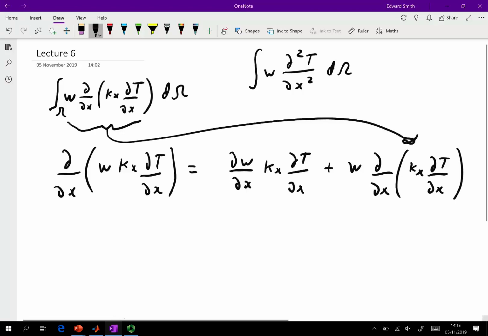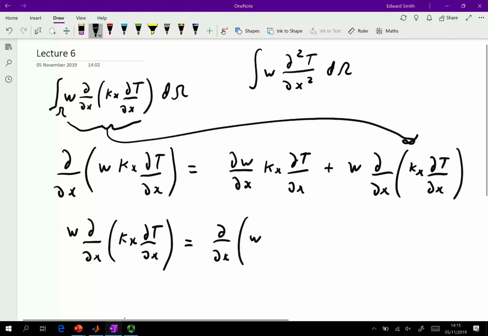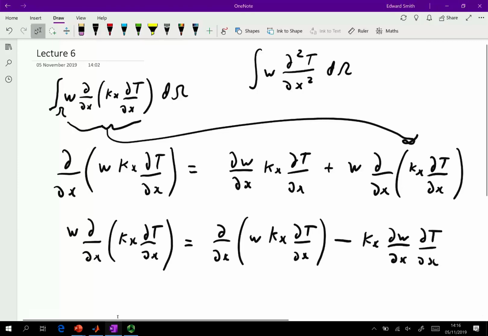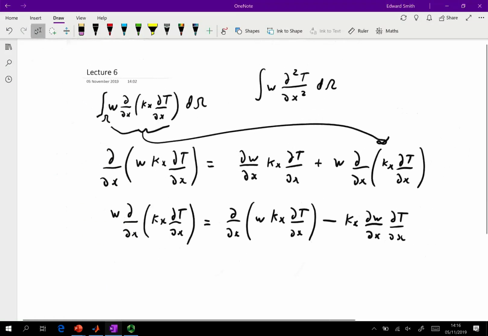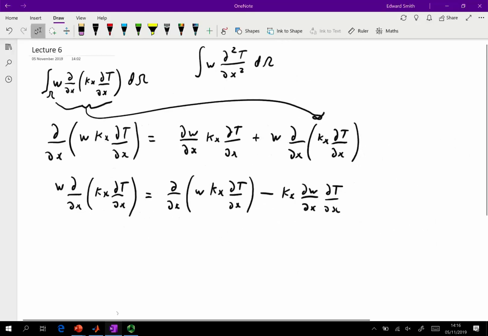So we rearrange that, and we can show that the expression we have there, we can rewrite as omega d by dx of kx dT/dx is equal to d by dx of omega kx dT/dx minus kx d omega dx dT/dx, like that. Okay, so it's basically just a process of re-expressing that.